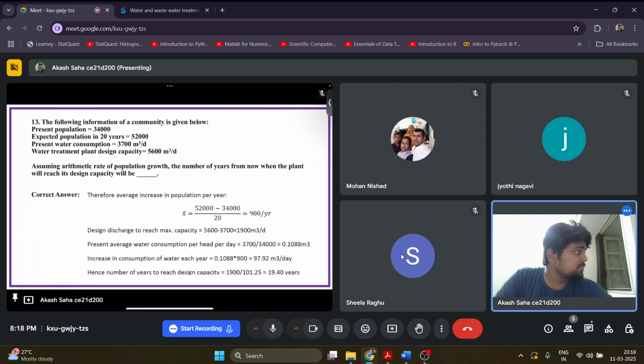Actually, outside it has started raining. I think the internet can go anytime. There can be a power shutdown or a Wi-Fi problem. So we will try to finish off as soon as possible.